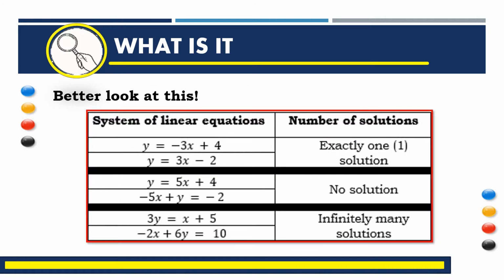Better look at this. Determine how many solutions each pair of equations has. Let's graph each system of linear equations in one Cartesian plane to check if the number of solutions in each system of linear equations is correct. And after that, we're going to describe the graph of each system. So as you can see, the first pair has exactly one solution. The second pair has no solution. The third pair has infinitely many solutions. So let's find out if these numbers of solutions are correct.